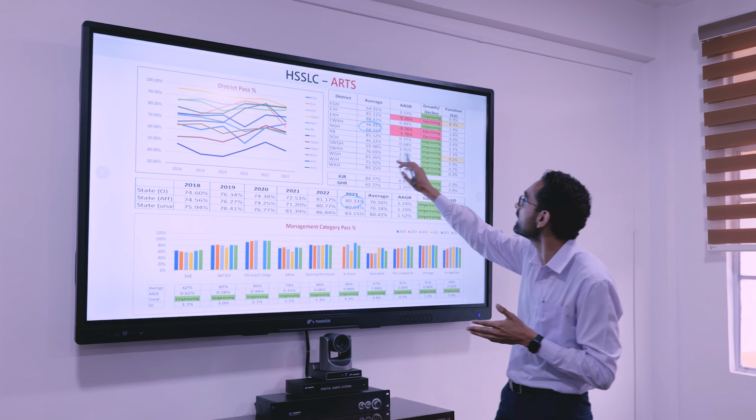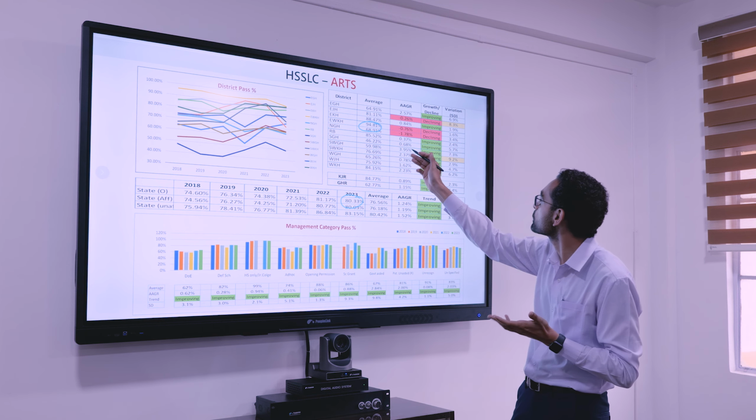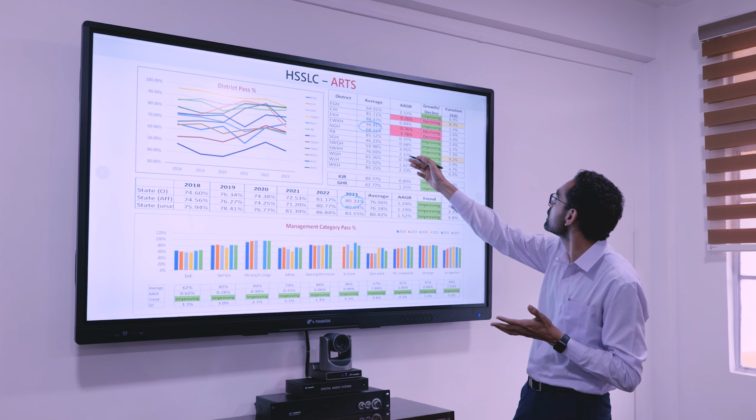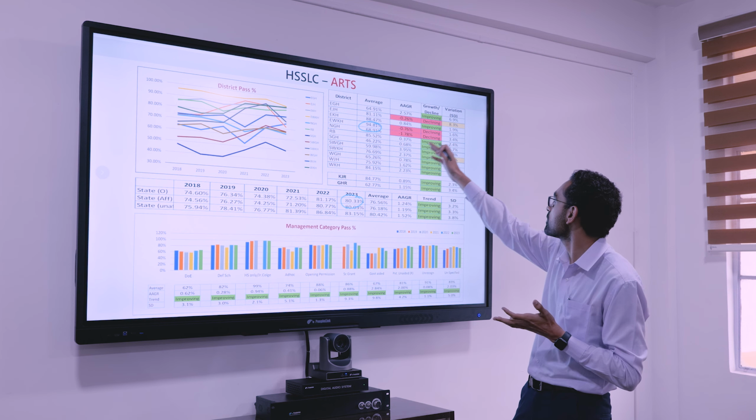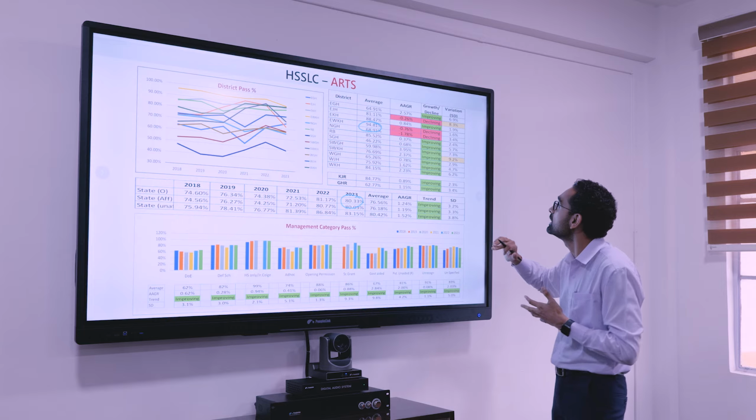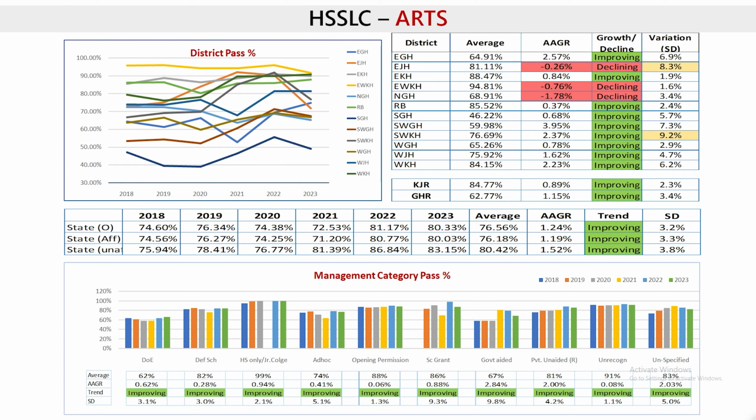The concerns here may be East Jaintia Hills, where there is a small decline. North Garo Hills also has a decline. And Eastern West, which is at 94%, is after a decline. So these are the things. Overall, we are improving. Things are good.